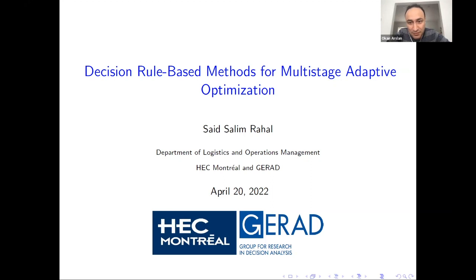Said received his PhD from University of Alberta in 2021. He joined HEC Montreal in June of the same year and has been working on a MyText project in collaboration with Hydro-Quebec, with Jean-François Cordeau, Yusri Adouliasak, and myself. He works in the domain of optimization under uncertainty. The topic of today's talk is decision rule-based methods for multistage adaptive optimization. And without further ado, Said, the floor is yours.